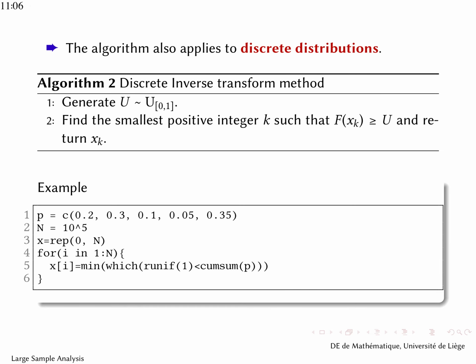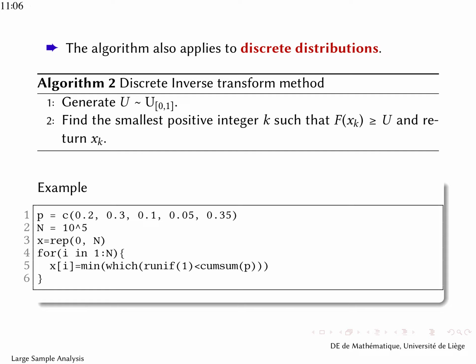Furthermore, this algorithm also works for discrete distributions. In that case, it takes a little more work to find the generalized inverse, so to find the quantile function, but the logic is the same. So what you have to do is find the smallest positive integer, k, such that F of x_k is at least u, and then return x_k.